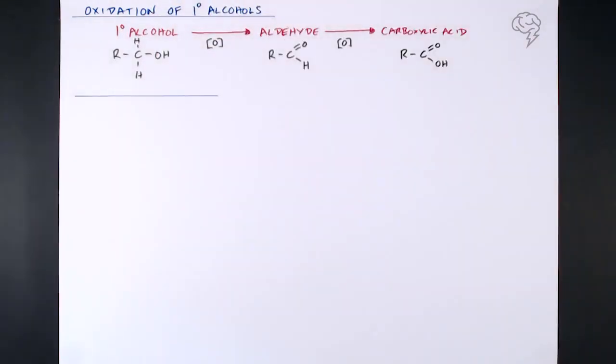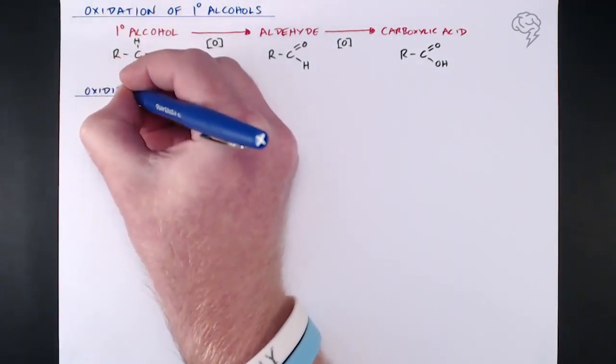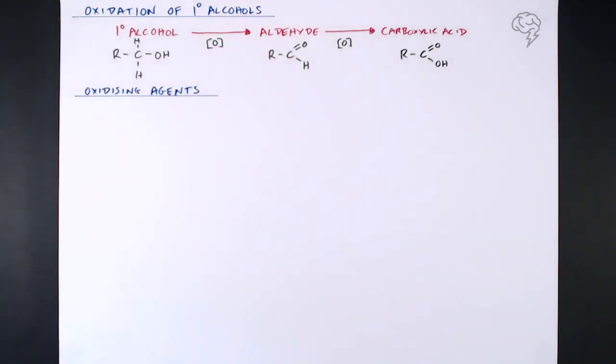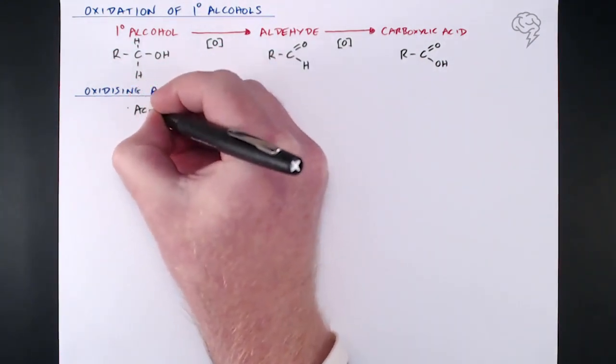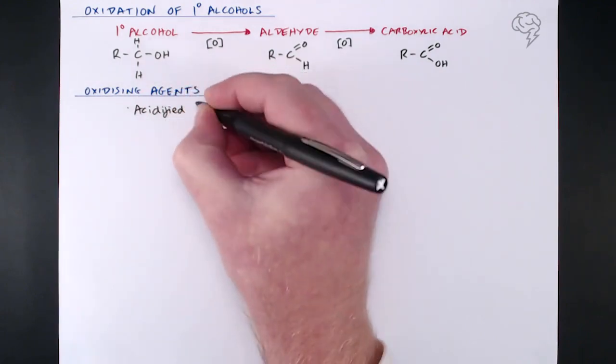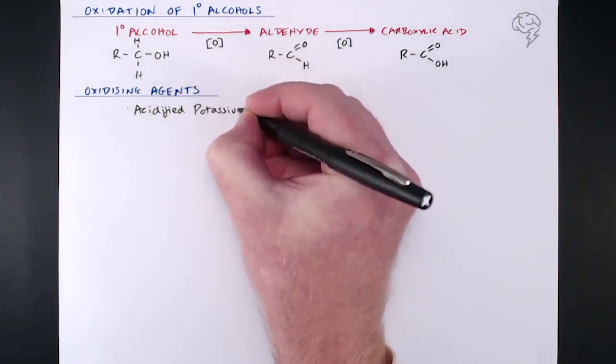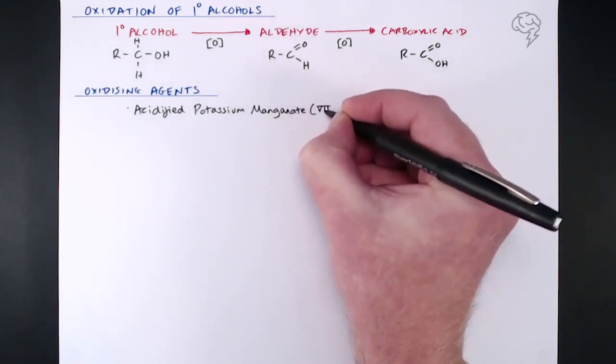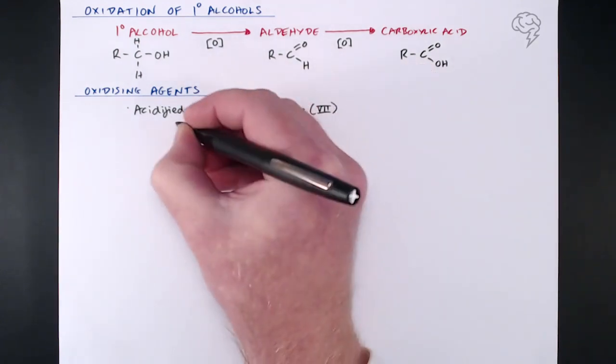So of course, what we need to do that is an oxidizing agent. We have a choice of two here. There are two main oxidizing agents that we use in A-level chemistry. The first one, a bit of a mouthful, is acidified potassium manganate(VII). That's 7 in Roman numerals. That basically represents the oxidation state of the manganese in there, and I'll show you that in a second.